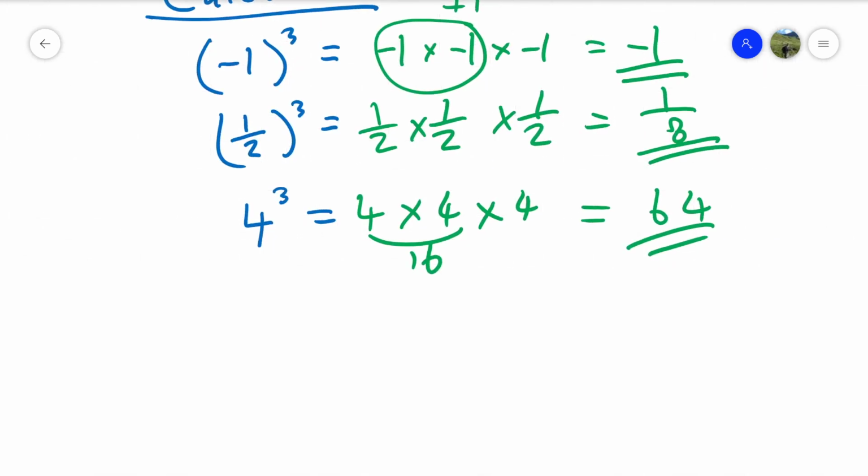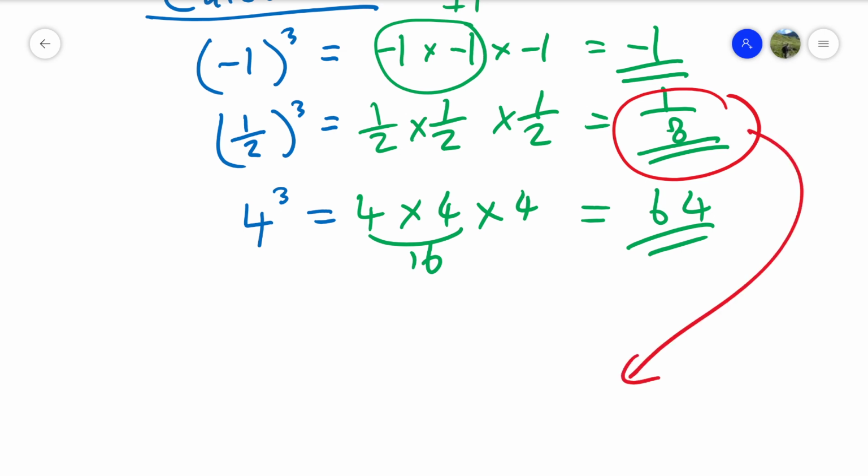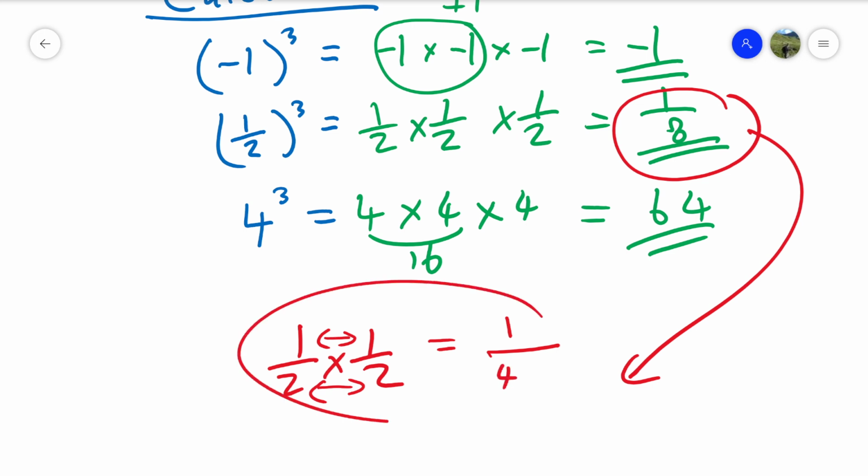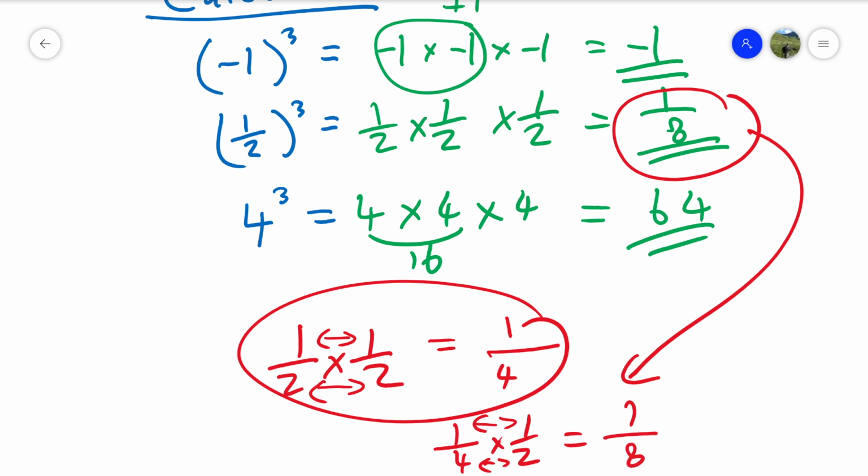Skip forward if you want to. Let me just look at this one again. You've got a half times a half. What if it was a half times a half? Well, then you just multiply the top and bottom of the fraction. So that's 1, and 2 times 2 is 4. And then this then needs multiplying by half again. So 1 times 1 is 1, 4 times 2 is 8, and that's your final answer.